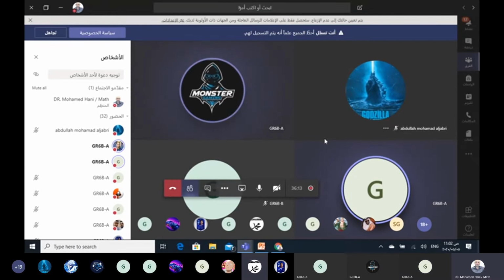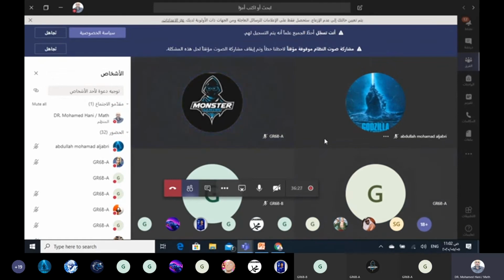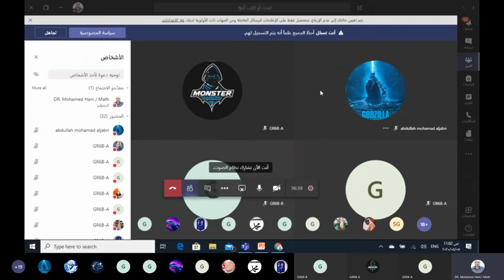Surface area of the triangular prism. Excellent. Finding the area of the rectangular prisms. So today we learned how to find the surface area of triangular prisms. As you know, we have 5 faces: 3 faces are rectangles and 2 are congruent triangles.